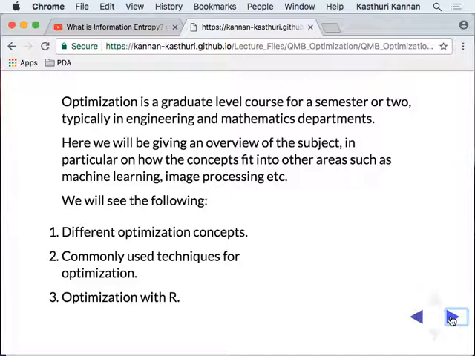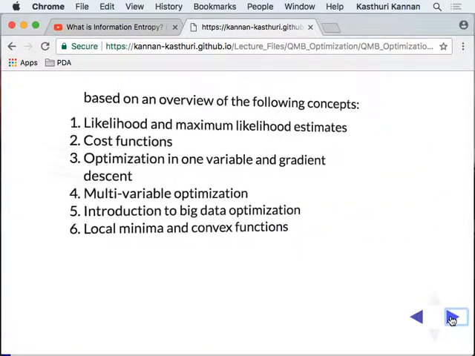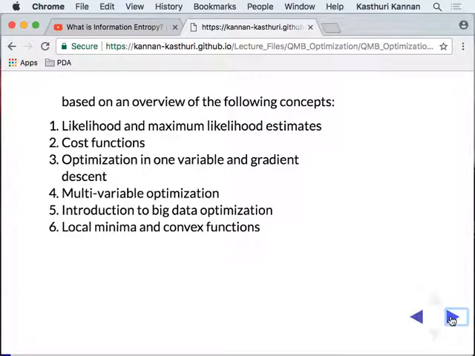This fits into several areas. We can't really separate mathematical modeling and optimization. They go hand in hand. And all the image processing and machine learning and things like that are built around the core of optimization. Okay, so let's look into some of these concepts.